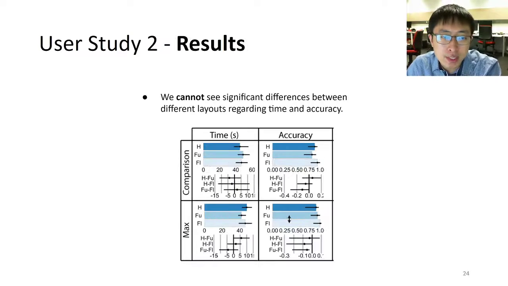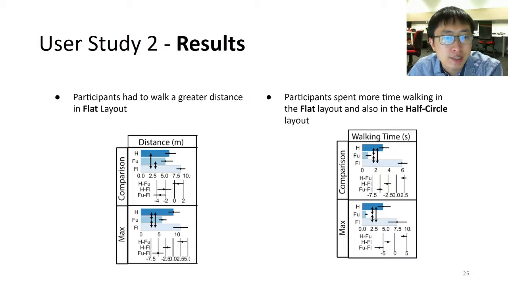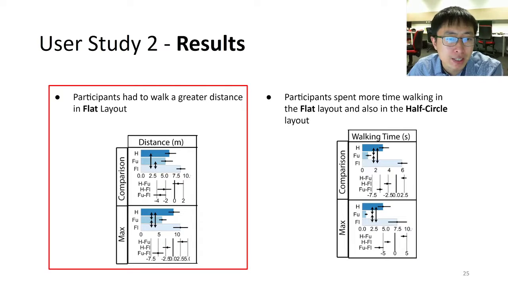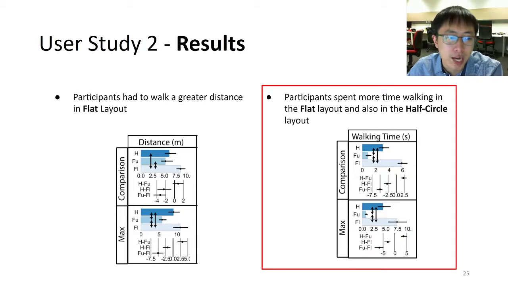We cannot see significant differences between different layouts regarding time and accuracy. For the comparison task, this could mean that the better performance of flat in the previous experiment is countered here by the greater number of multiples. This explanation is supported by the fact that participants had to walk a greater distance, costing additional time.